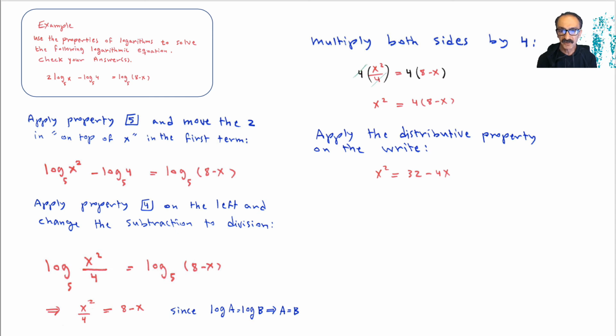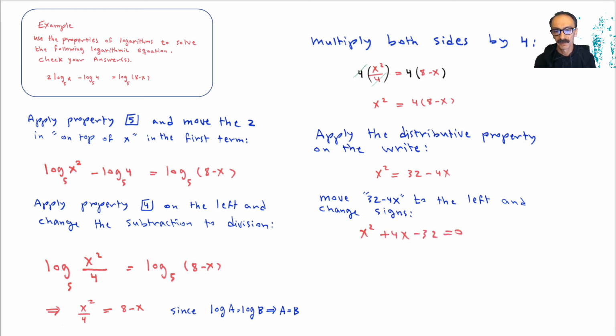Let's move everything to the left. When you move it to the left, you have to change signs. So 32 is positive now, becomes negative, and negative 4x becomes positive 4x. Okay, x squared plus 4x minus 32 equals 0. Now we need to factor it.